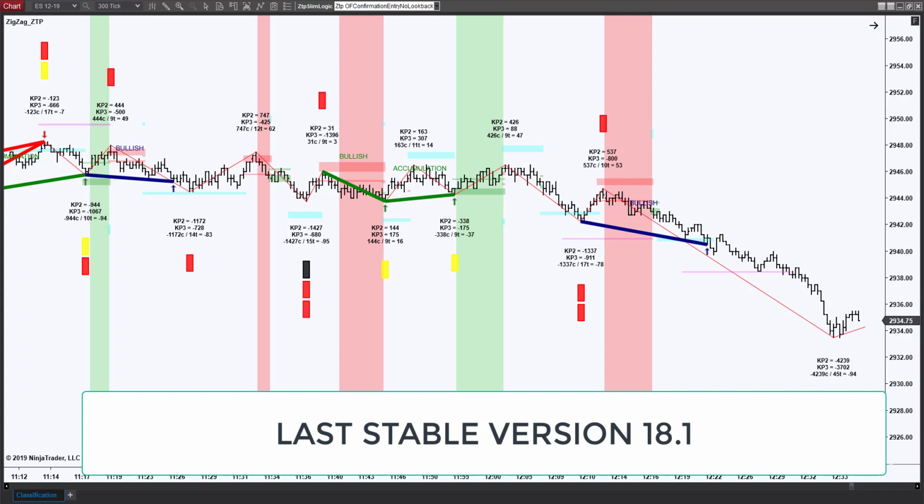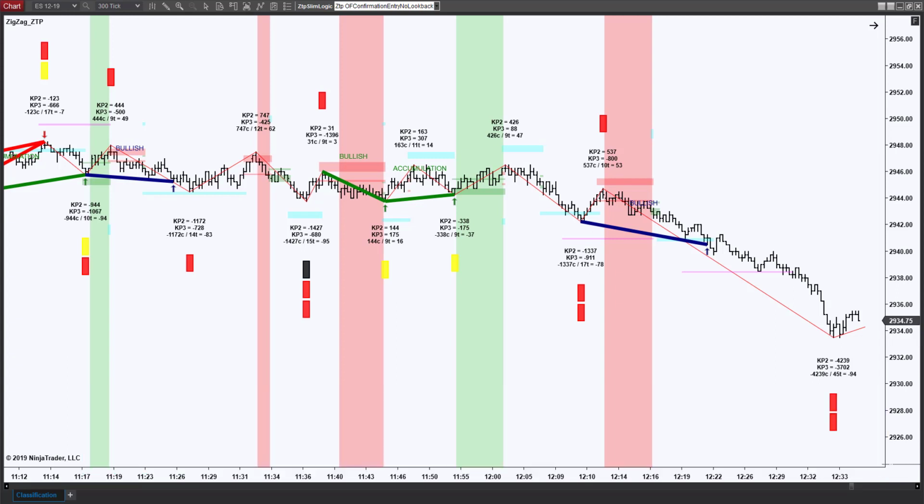If you run version 19, you're likely to get errors such as the numbers will stop updating in real time, or you may not get any of the numbers at all. So it would be a real good idea to go back to version 18.1 until we know that the bug within Ninja has been fixed.